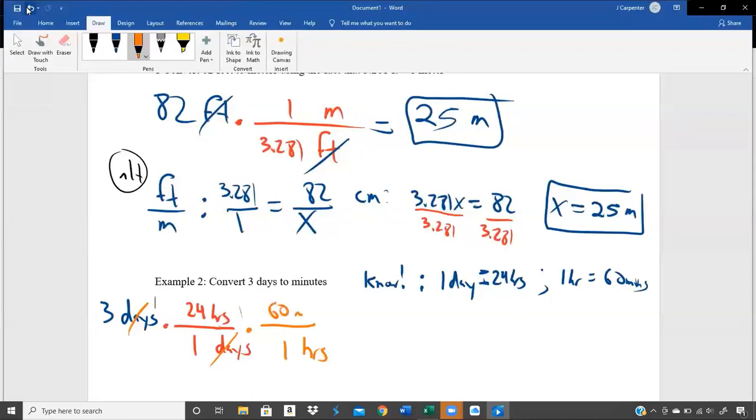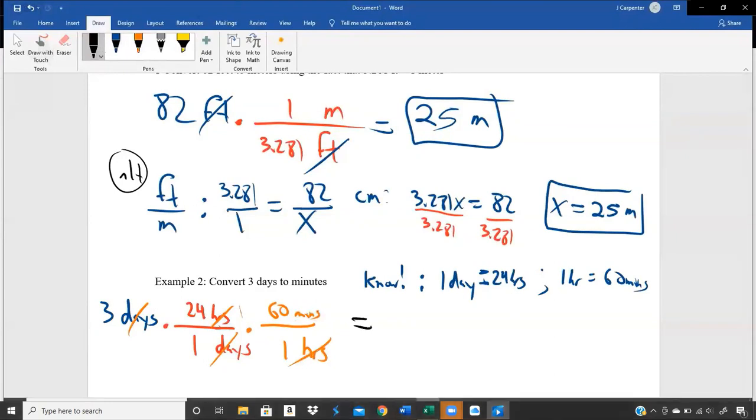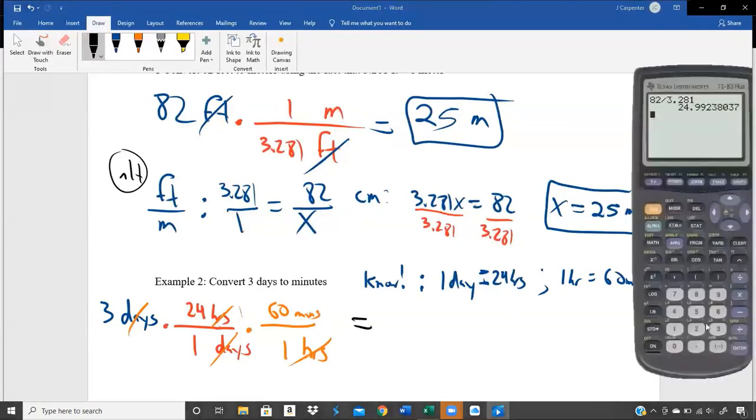60 minutes. So then the hours cancel. The only units we're left over with are the minutes, which is exactly what we need. So as long as we are careful, everything should be okay. We just got to do 3. The 24 is in the top, so times. The 60 is in the top, so times. So 3 times 24 times 60.